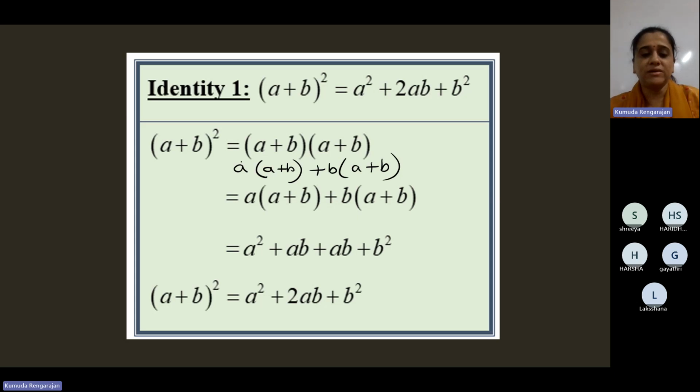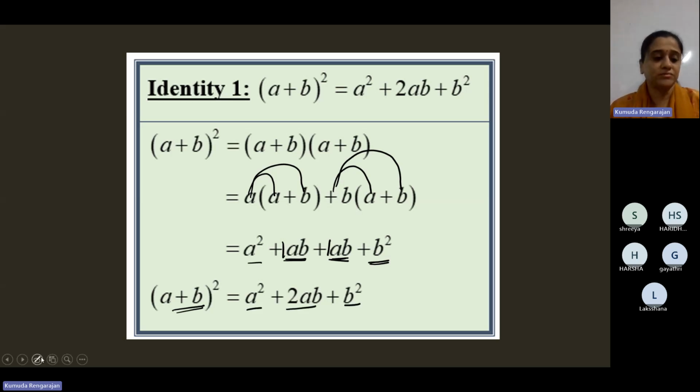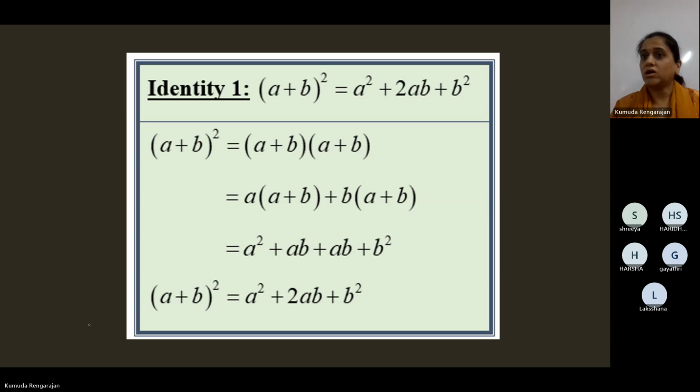This is how we multiply. Next step, a into a is a square. A into b, so plus ab. Plus b into a, plus ab. Plus b into plus b, b squared. Now ab plus ab: 1ab plus 1ab is 2ab. So a plus b the whole square is equal to a squared plus 2ab plus b squared.